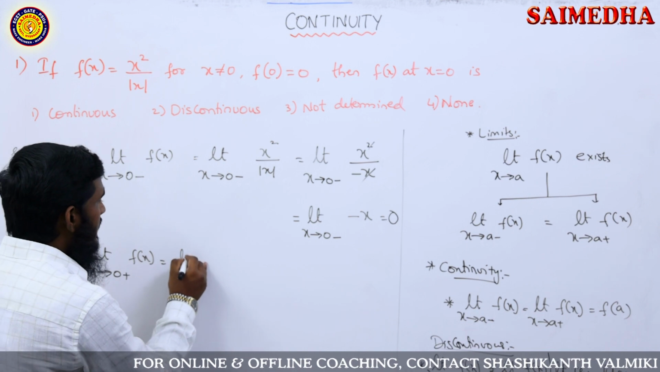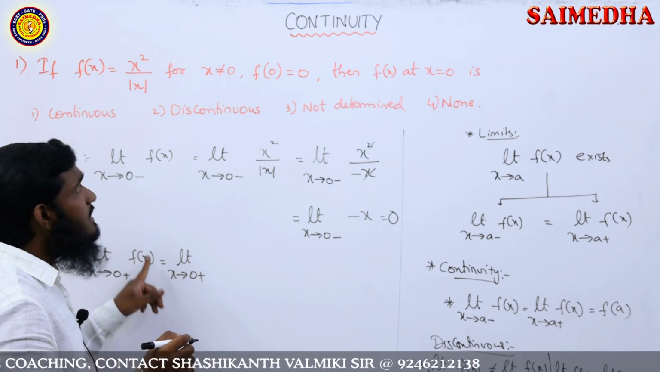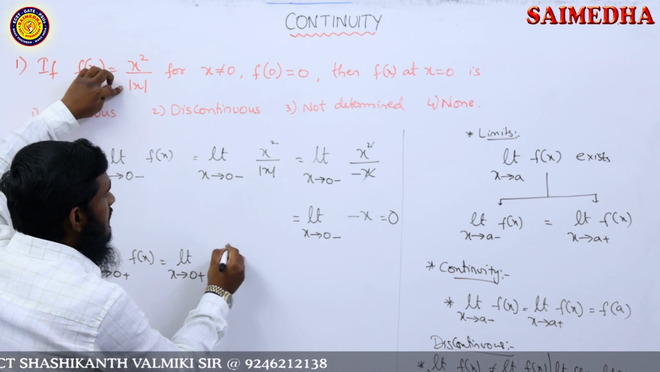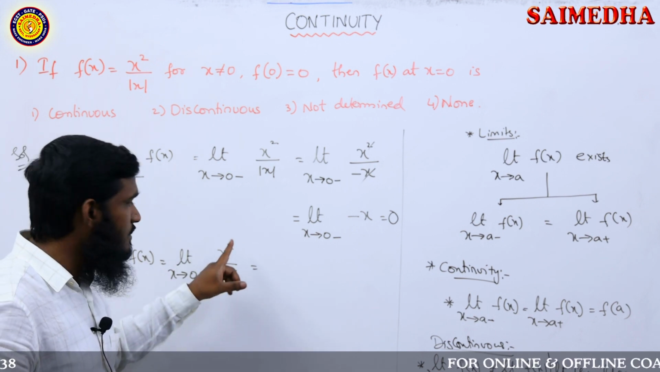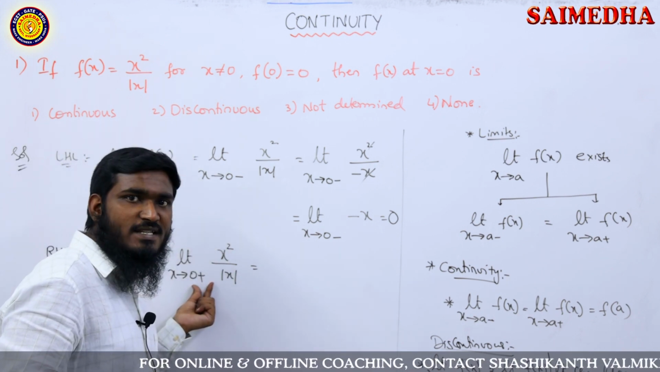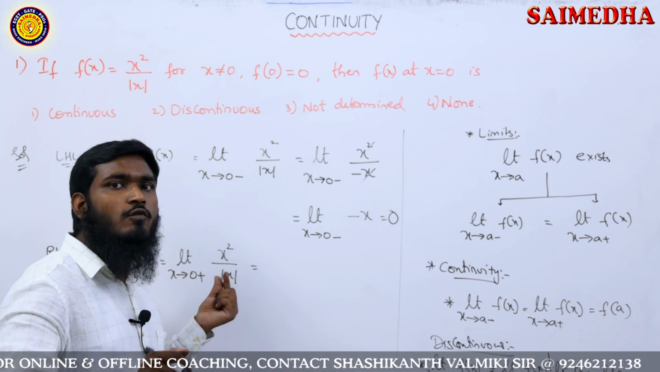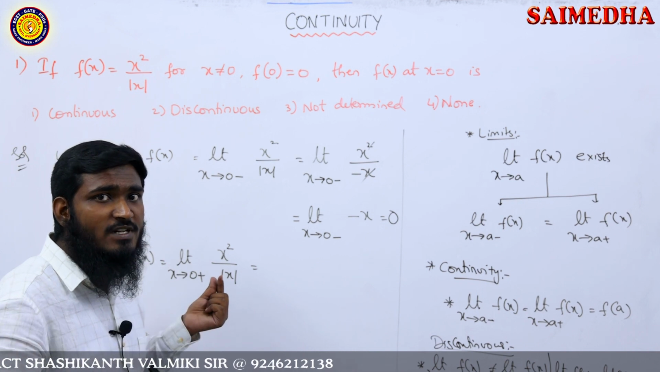So this part: limit x tends to 0 plus f of x. F of x means the same function we have to take over here, x square divided by mod x. Now x tends to 0 plus is given. 0 plus means somewhat greater than 0. If it is greater than 0, all the positive numbers will be there.